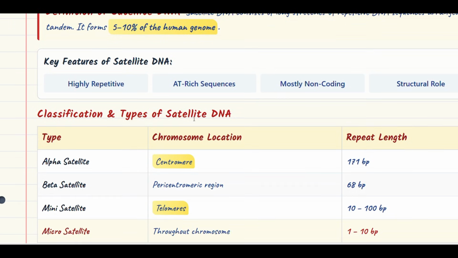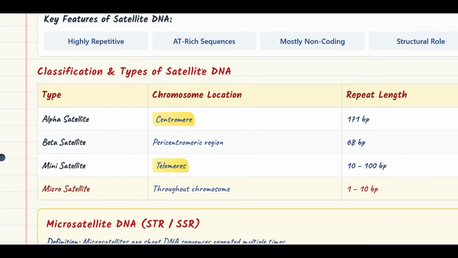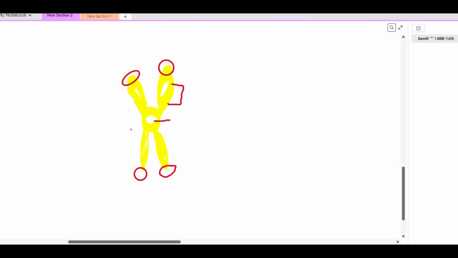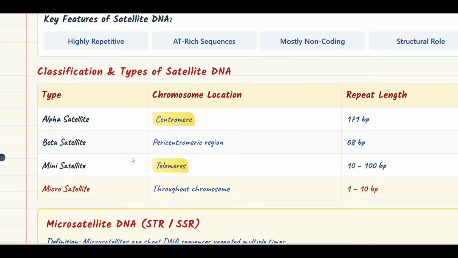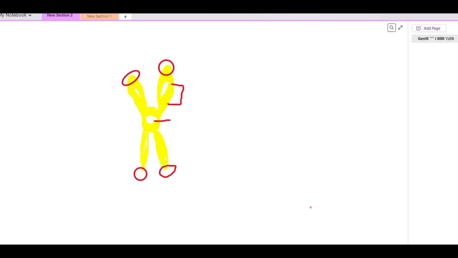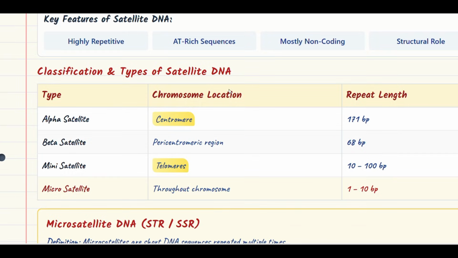The classification and types of satellite DNA: alpha, beta, minisatellite, microsatellite, centromere. Alpha satellites are observed near the centromere. I will show where. Assume this is a chromosome, and this is the centromere. And beta satellite is in the pericentromeric region. This is the pericentromeric region, and this is the centromere, right?